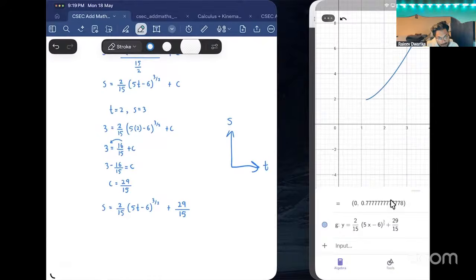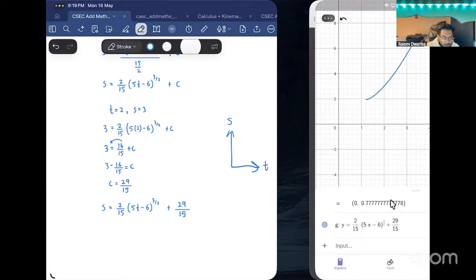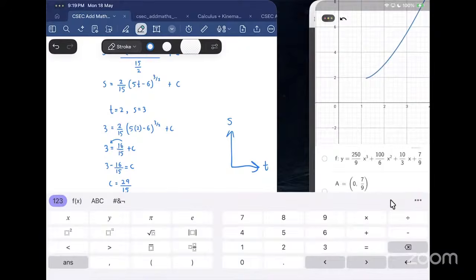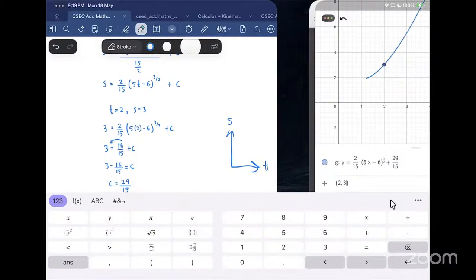Wait, sir, I forgot. What was the condition they gave us? T is 2, S is 3, so 3, 2? Nah, 2 comma 3. Oh, because T is the input. I said it wrong. Yeah, T is on the x-axis.